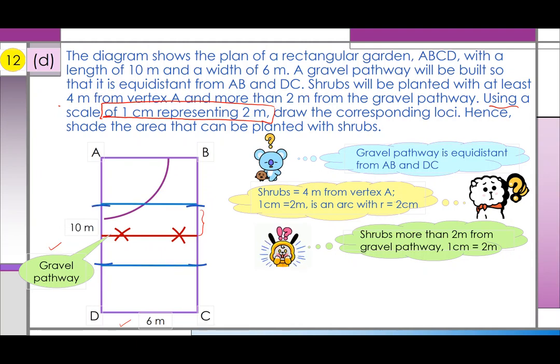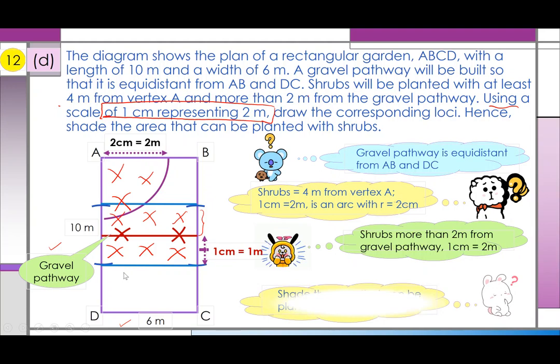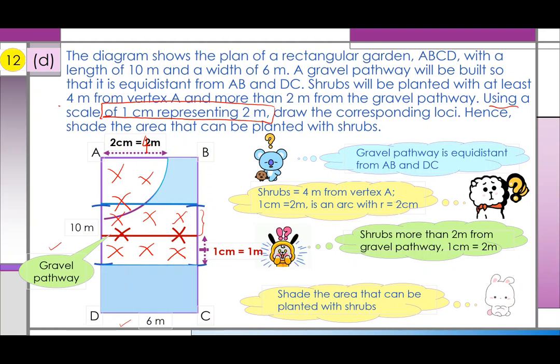Okay, so this one I cannot. This one also is a place I cannot plant. Okay, 我不能够种那些小小的矮矮的树。So this is the area that I only can. Sorry, this is 4 meter. Shade the area that can be planted with the shrubs. Okay, so this is the shaded region.